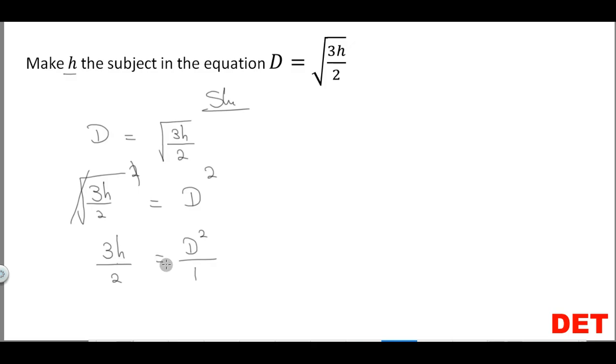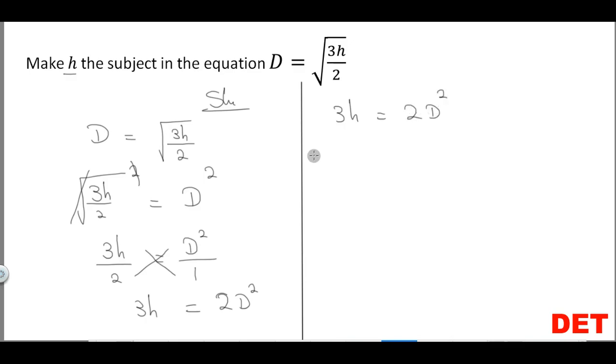Alright. So the next thing I'm going to do here is to cross multiply. So when I cross multiply, 3h times 1 will give me what? 3h. 2 times d squared will give me what? 2d squared. Alright. So what I have there is 3h is equal to 2d squared.